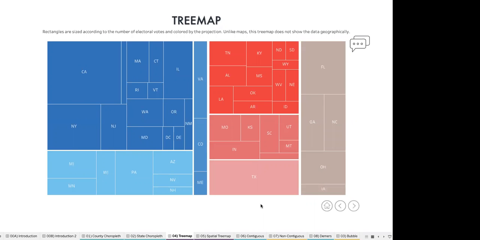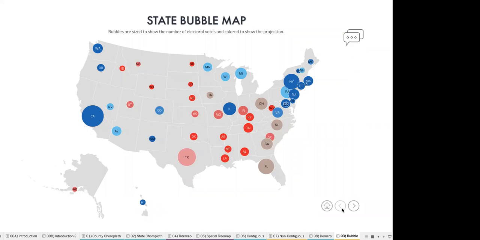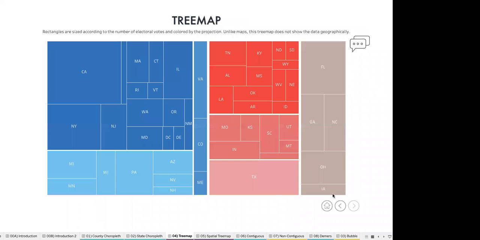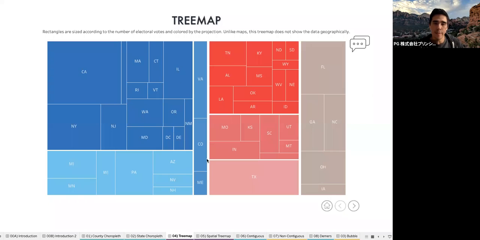Maybe it's good to combine as a dashboard, the right side, this map, left side map, and hover over the rectangle. Maybe they highlight where it is. Yes, that would be good. And then you can have both.